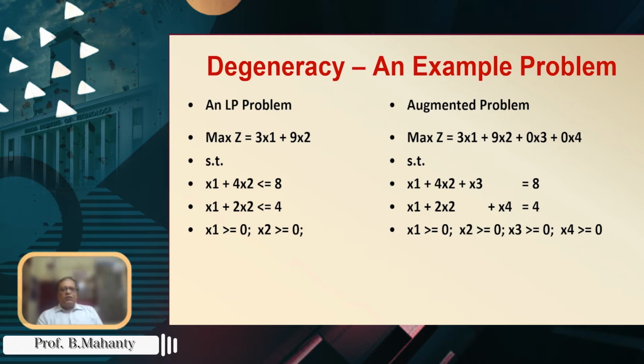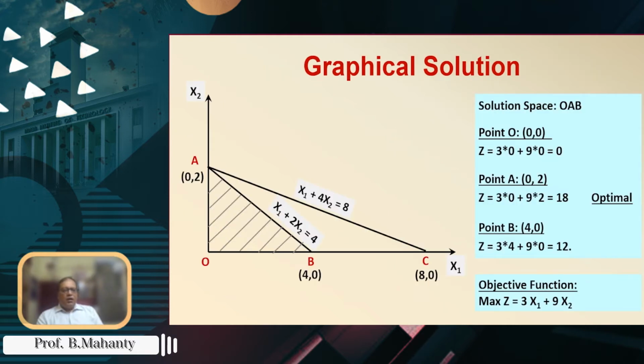So let us try to see this, that because there are four unknowns and two equations, 4C2, that means there will be 6 basic solutions, right? Because there will be 6 basic points that we are going to get. Out of those 6 basic solutions, not all will be feasible, only some of them will be feasible. So here is the graphical solution to the problem.